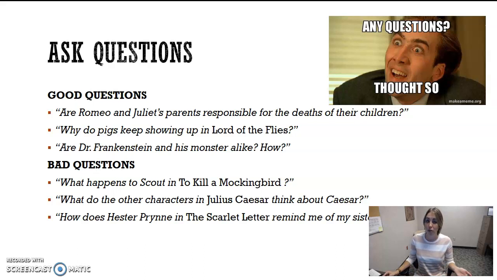Another one, if you had to read Frankenstein, it's almost Halloween, so it seems appropriate. If you read about Frankenstein in high school, a good question would be, are Dr. Frankenstein and his monster alike? And if so, how? This makes us dig a little bit more deeply because one is clearly a monster and the other is a scientist, but one could argue the scientist is also filled with some monster-like qualities. So you can get some really good answers, some really solid critical thinking when you ask good questions.